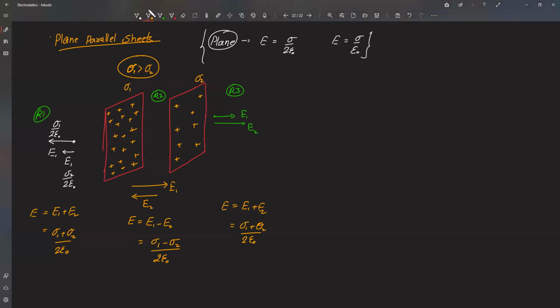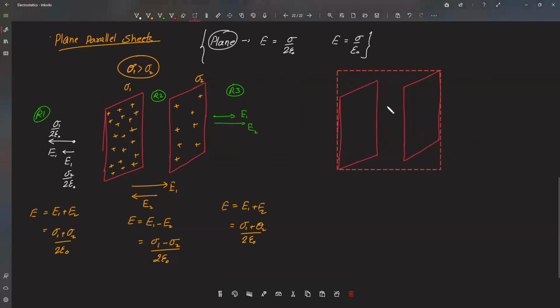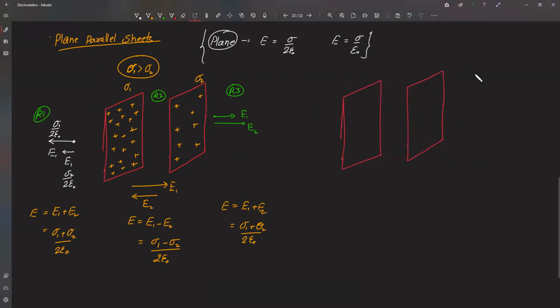Now, similarly, what if the plates, so this is the case when plates are similarly charged, one is positive, another is positive. What if the plates are oppositely charged? So when the plates are oppositely charged, I'll draw just one. Let's say this one is positive, and let's say the second one is negative. If this is the case, then what will happen to the electric field?